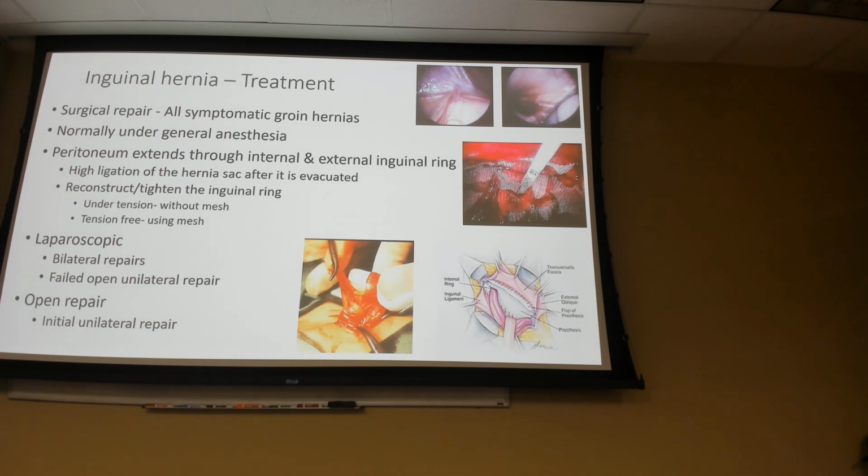All right, so how do we treat it? I mean, they're all going to get surgical repair, and then it just depends on whether we do an open versus a laparoscopic technique. Laparoscopic is typically better for bilateral or failed open repairs. Open repair is more common for initial unilateral hernias.